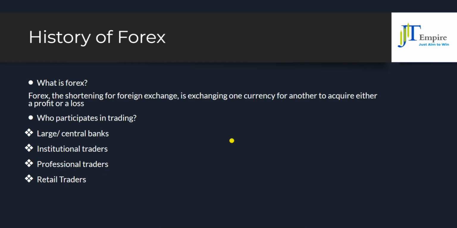Alright, firstly, history of forex. Forex is a shortening for foreign exchange. It's exchanging one currency for another to acquire either a profit or a loss. The people who participate in foreign exchange trading are large central banks, institutions, professional traders, and also retail traders. That's us, the smallest footprint in the market.